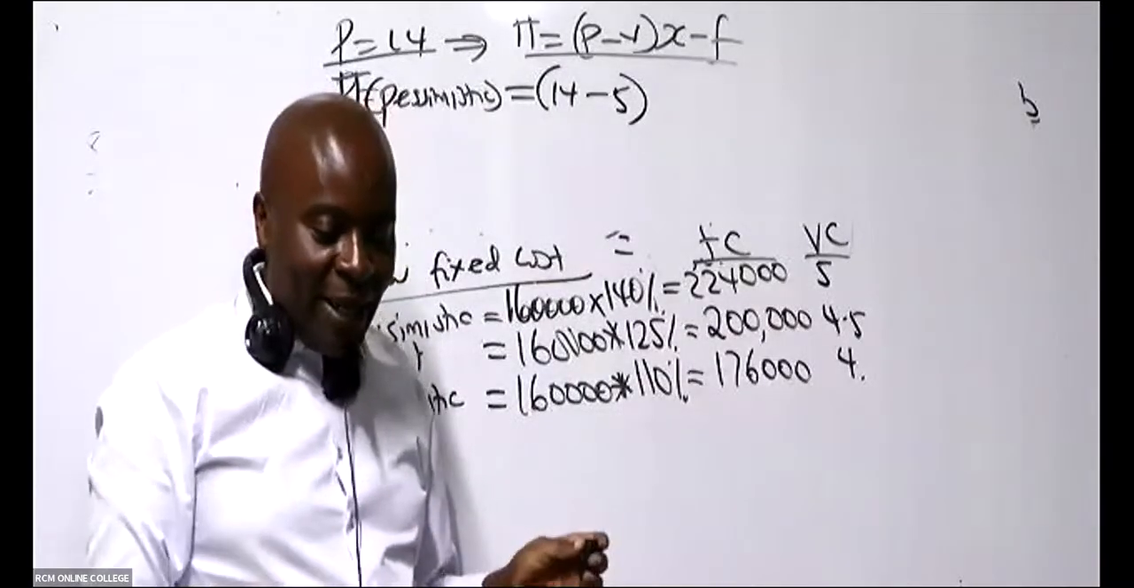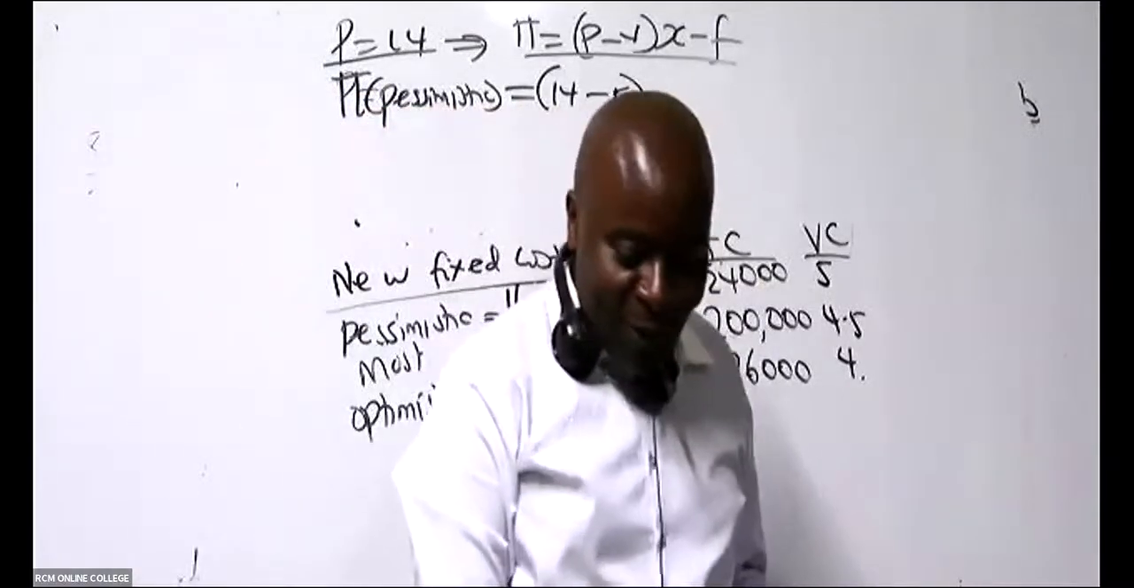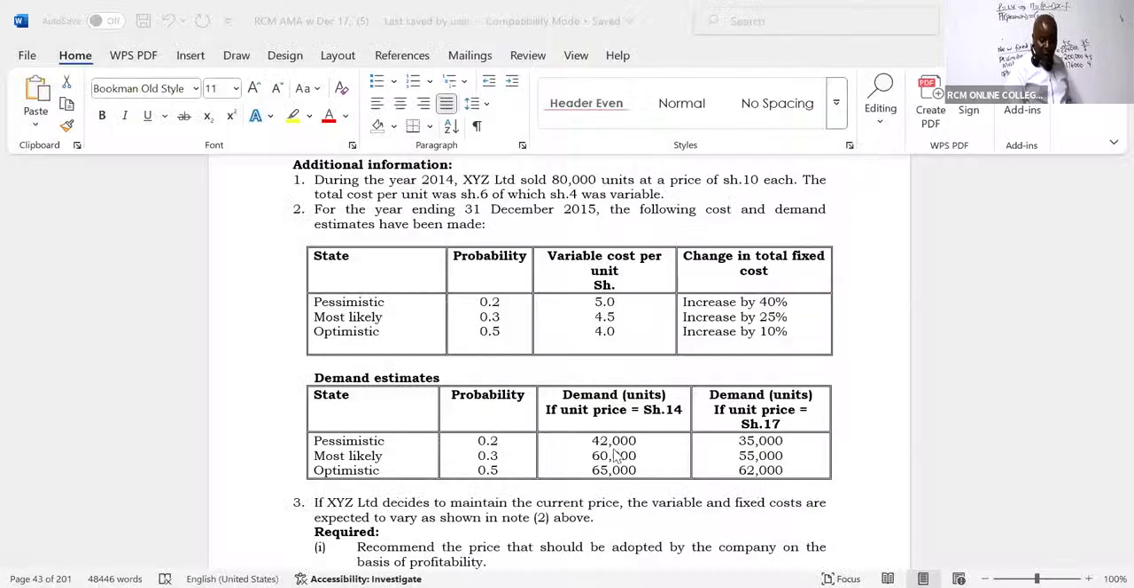Most students can't see it because in an exam, most of them will use 80,000. No, under the price of 14, you can see the demand, which is the same as quantity: 42,000. So times 42,000 minus fixed cost under pessimism. Fixed cost under pessimism is 224,000. Go ahead, ladies and gentlemen, and give us an answer there.